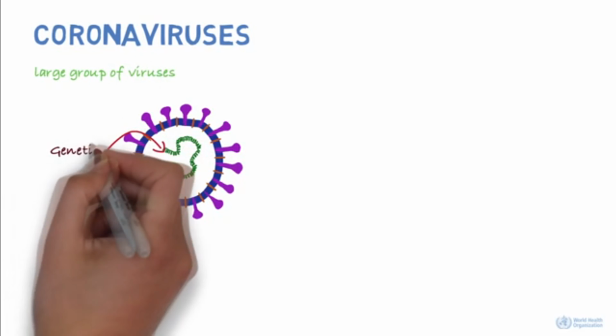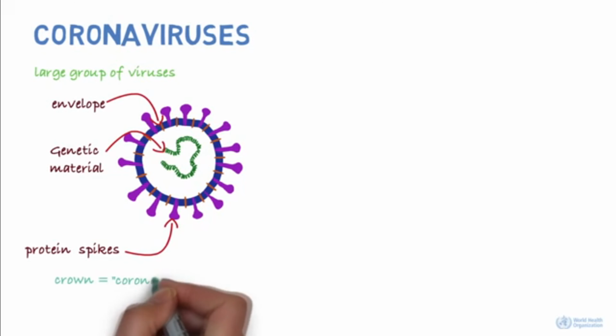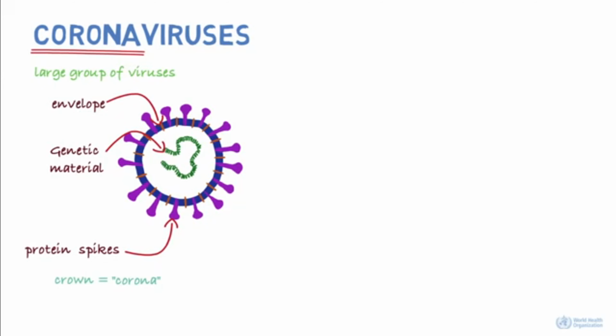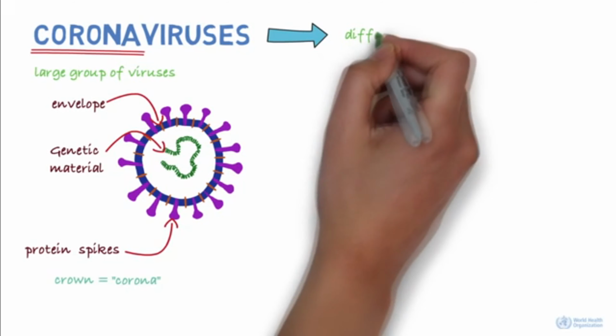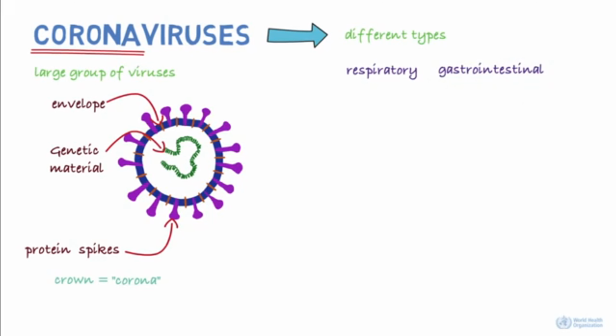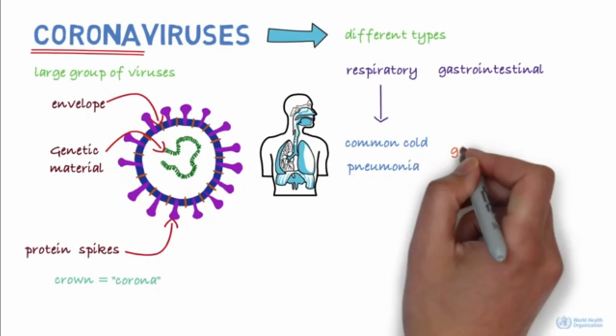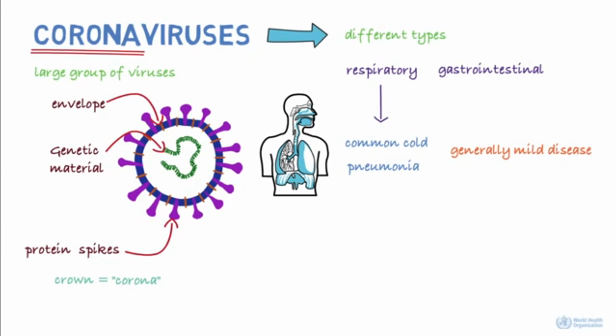Coronaviruses are a large group of viruses. They consist of a core of genetic material surrounded by an envelope with protein spikes. This gives it the appearance of a crown. Crown in Latin is called corona, and that's how these viruses get their name. There are different types of coronaviruses that cause respiratory and sometimes gastrointestinal symptoms. Respiratory disease can range from the common cold to pneumonia, and in most people, the symptoms tend to be mild.